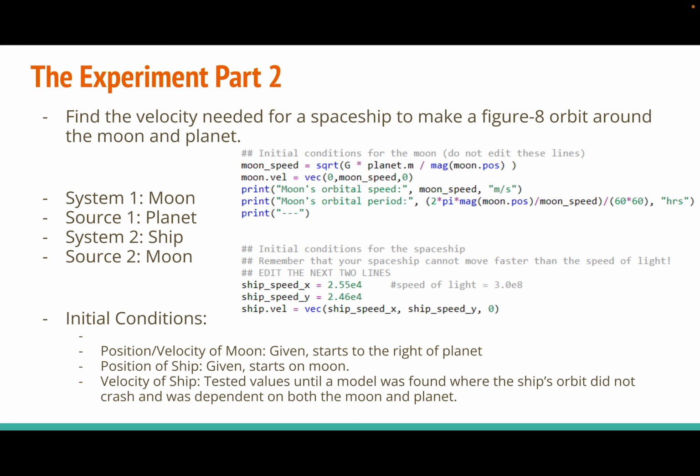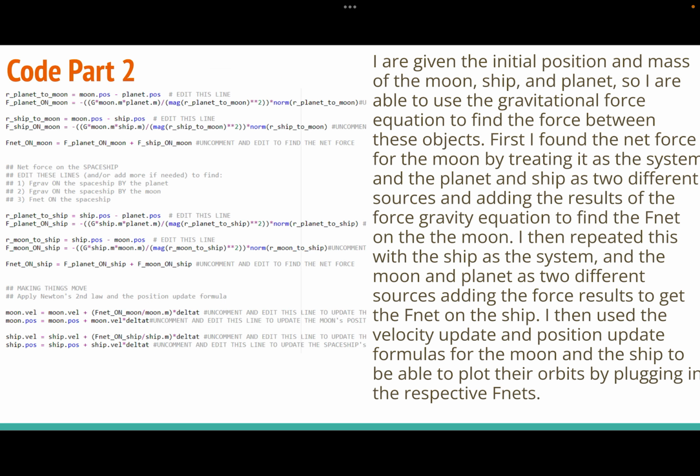For the velocity of the ship, we had to test different values until a model was found where the ship's orbit did not crash and was dependent on both the moon and the planet. And here's the code for part 2.